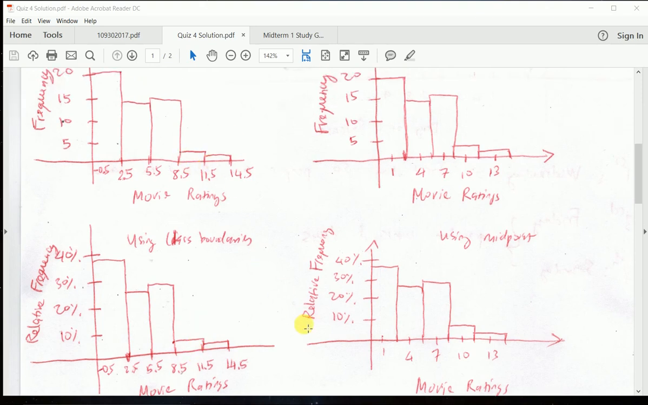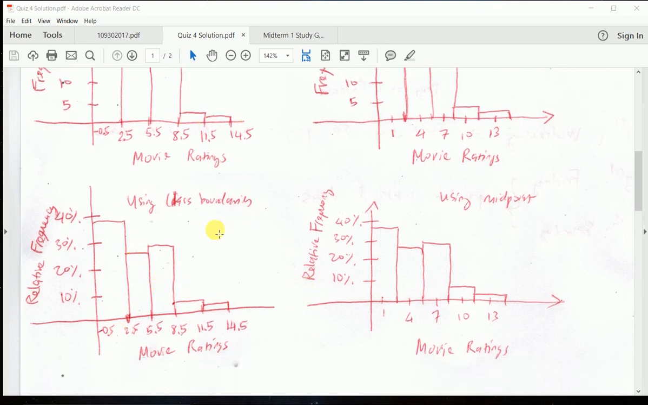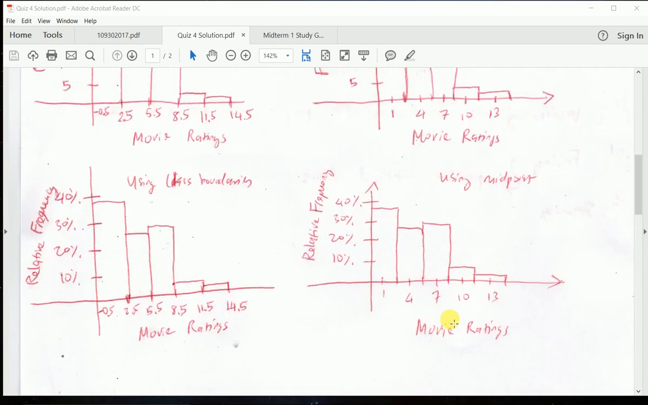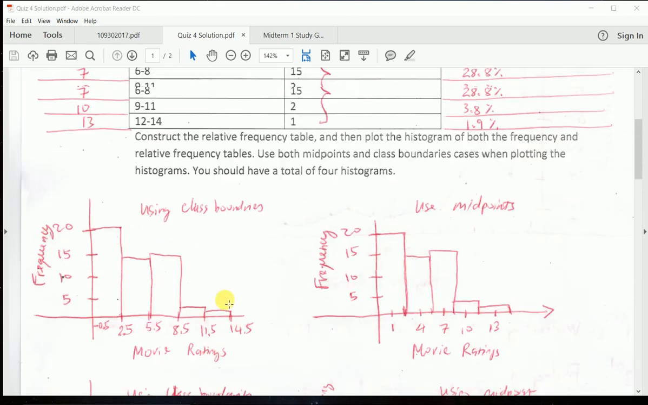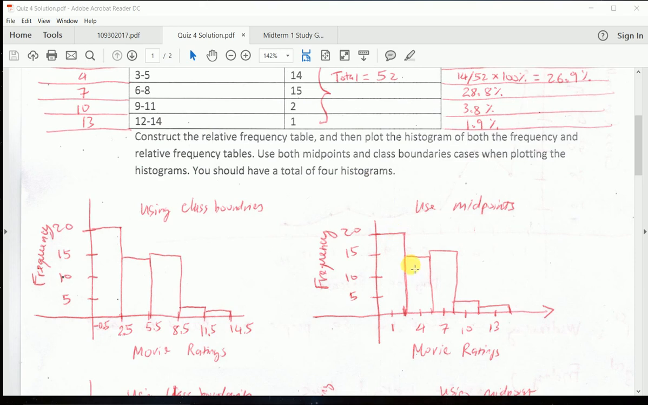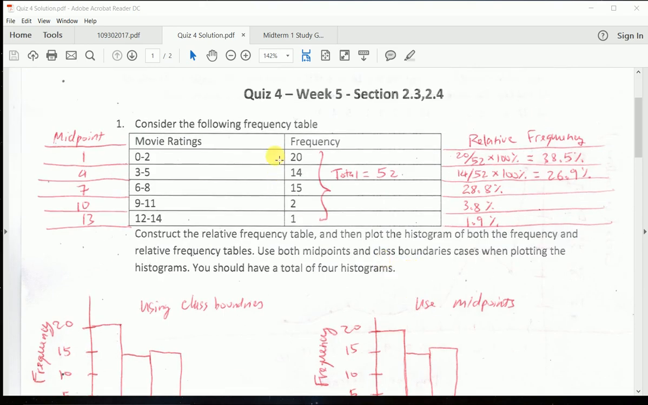Now we copy this plot, the same thing here, but instead of labeling the class boundary, I'm now using the class midpoint: 1, 4, 7, 10, and 13. So that's why in total we have all 4 histograms: 2 for the frequency case, and the other 2 for the relative frequency.